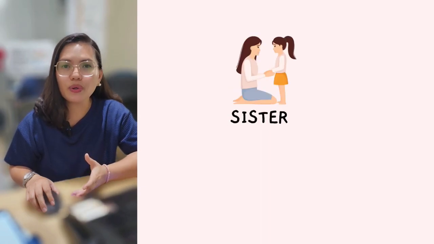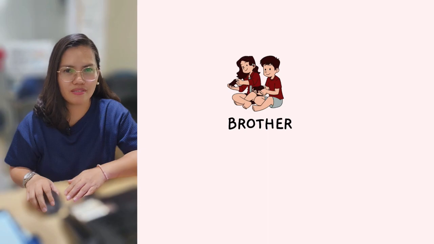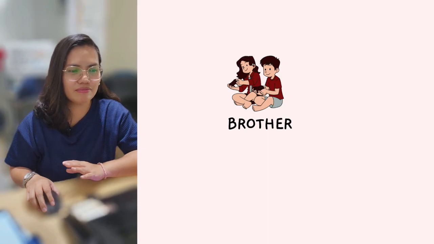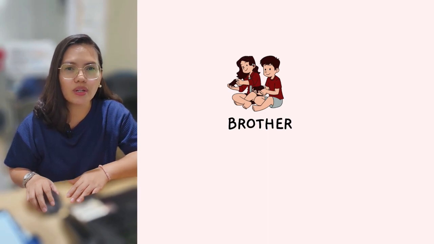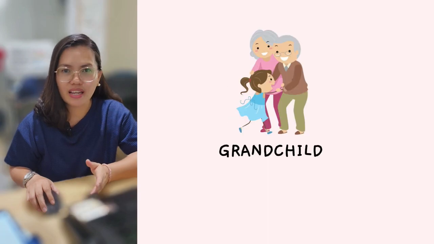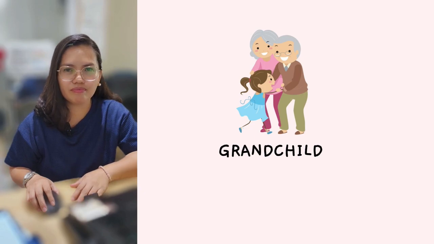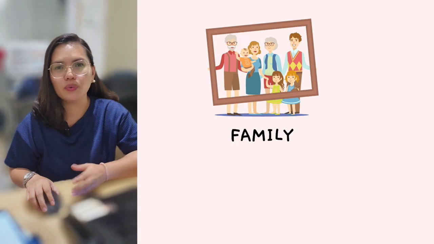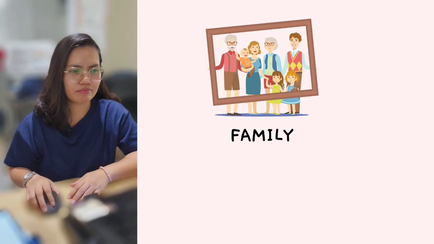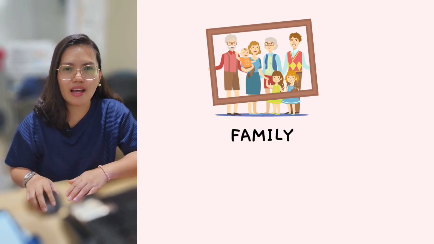Okay. Can you remember what's sister in Cebuano? Sister is igsoong babae. Next, brother. Brother is igsoong lalaki. Next one, grandchild. What is grandchild in Cebuano? It's apo. Okay, next one, we have family. What is family in Cebuano? Family is pamilya.